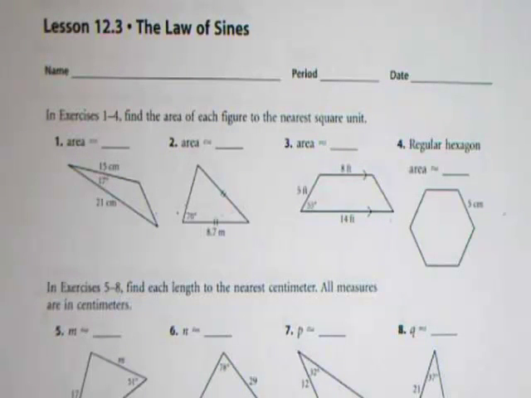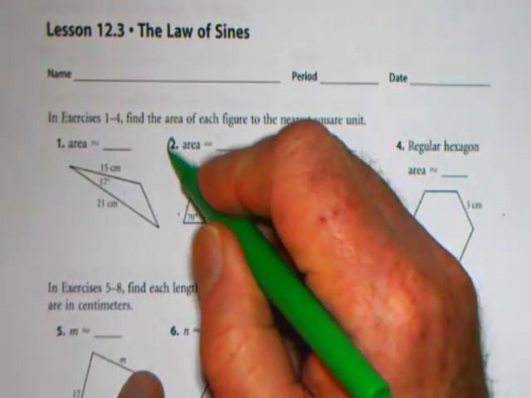In this video we're going to talk about the Lesson 12.3 worksheet, Law of Sines, and do some selected problems. So let's look at number 2. He wants to find the area of this triangle.